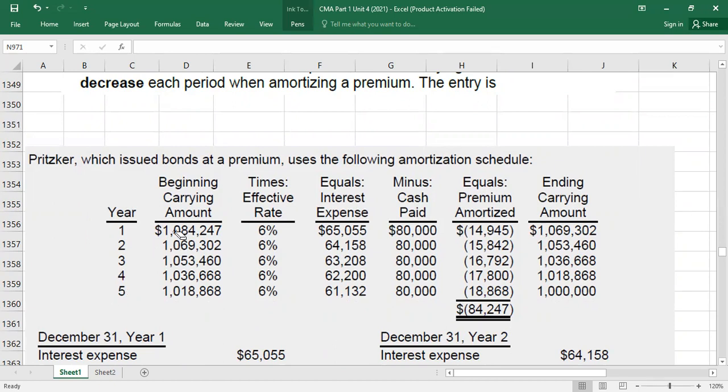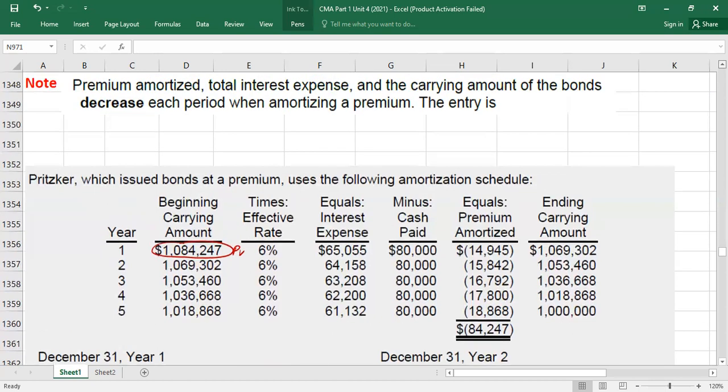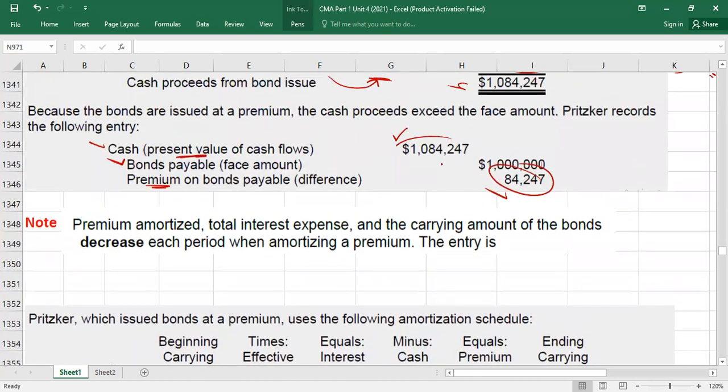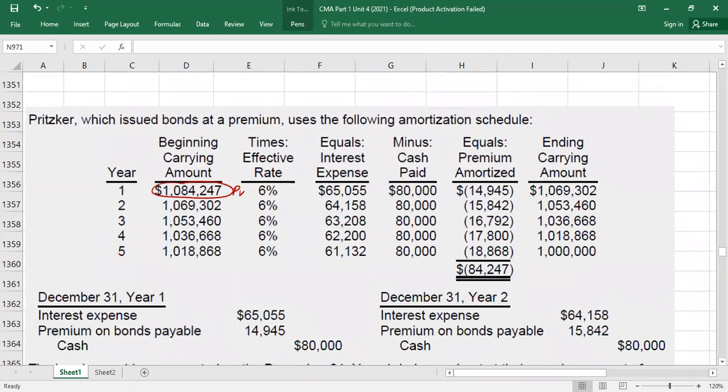You will always start by writing what? Beginning carrying value. Actually, we don't want that. You can just put the first year value as the present value. Which value? The present value. Because what was the present value in my question? The present value was 1,084,247. Right? This present value we will write here.